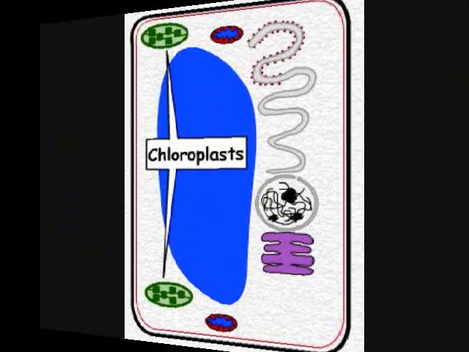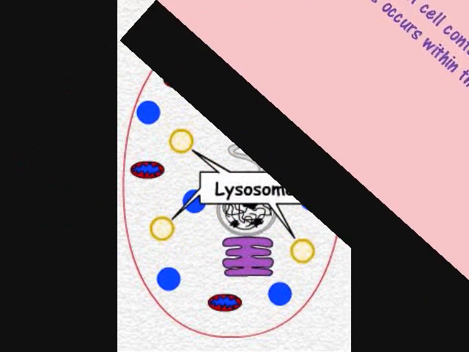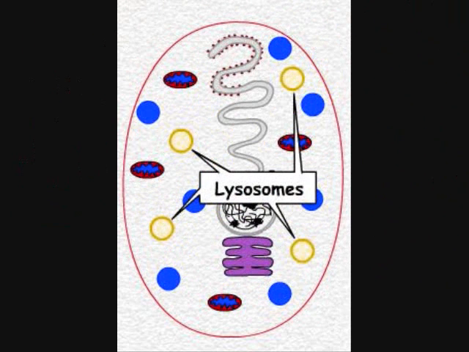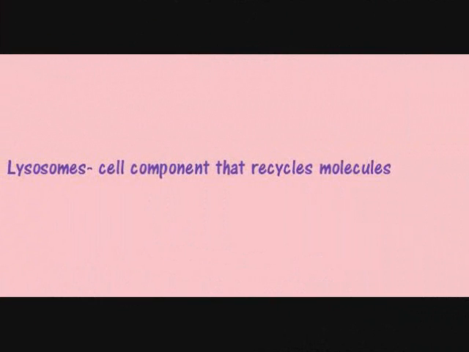Chloroplasts. Chloroplast, part of a plant cell containing chlorophyll, place where photosynthesis occurs within the cells of plants and algae. Lysosomes. Lysosomes, cell component that recycles molecules.